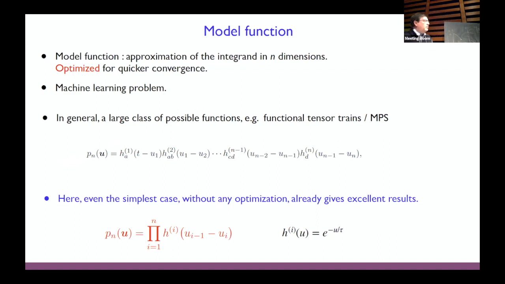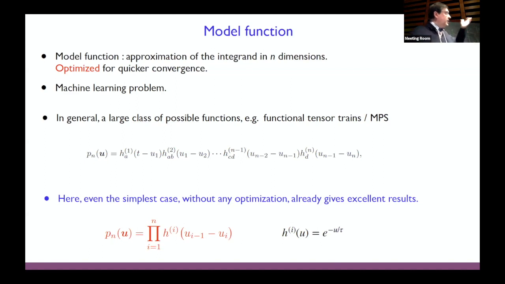That's general, but what I'm going to use today is the very simplest case, even without any optimization. I'm going to take a simple product of functions of the different times, and I'm not going to optimize that function. I'm going to take a simple exponential with one number. And that is already sufficient to have a good result.